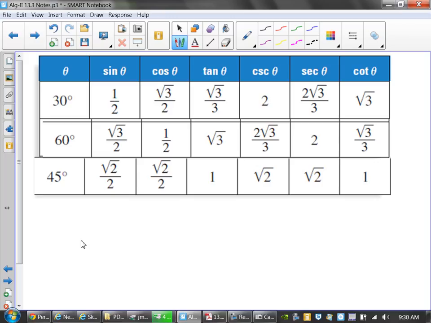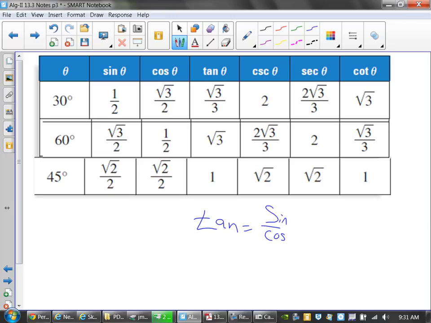Where sine is positive, cosecant will be positive. They're going to be the same. They're going to be negative at the same spot. They're going to be positive at the same spot. The weird one comes into play when you're talking about tangent. Remember, tangent was found by sine over cosine. Remember that?